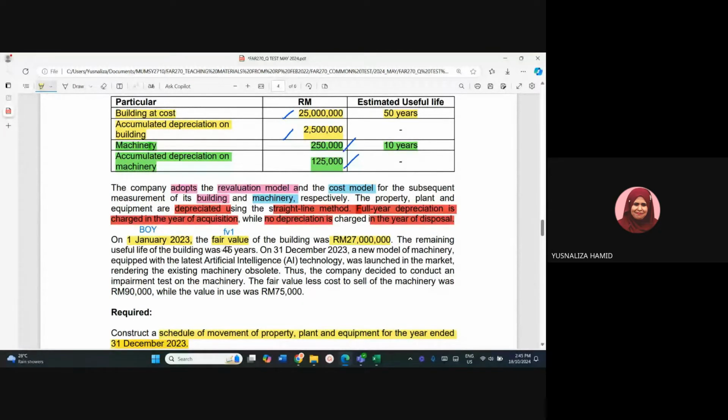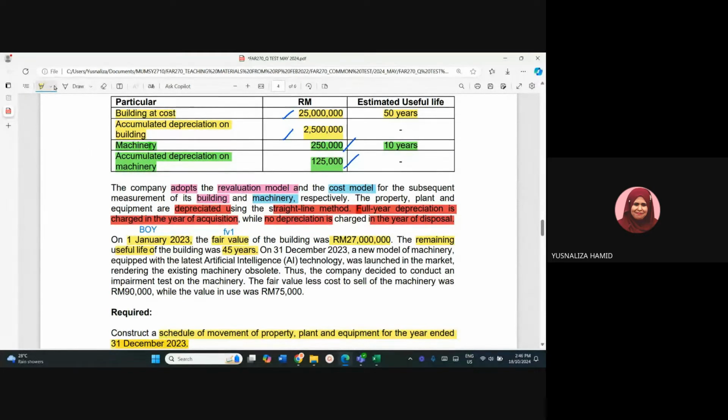You are also informed the remaining useful life of the building on that date. It was 45 years. Here you are informed 50 years, which means the estimated useful life on the date you acquired it. But after 5 years that you have used it, the remaining useful life was 45 years. Okay. So that was for the building.